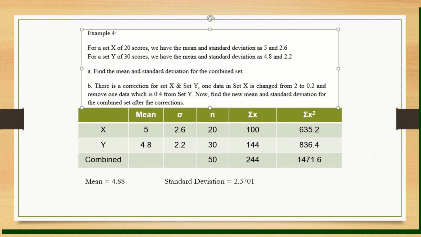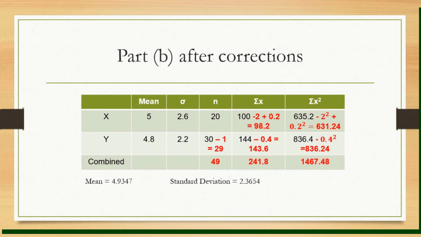So now I'm going to show you how we're going to do it. We're going to use the same table, but if you can, use a different colored pen because it'll be easier for you to do it. All right? So if you can see what I've done here for you, your original sigma x from part A is 100. So what are you doing to x? You're removing 2, therefore minus 2, and you're adding 0.2, so you add 0.2. Do you see that? Okay, so the new sigma x will now be 98.2.